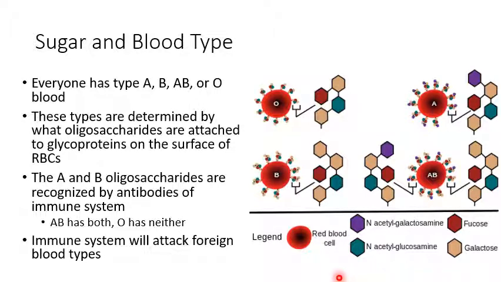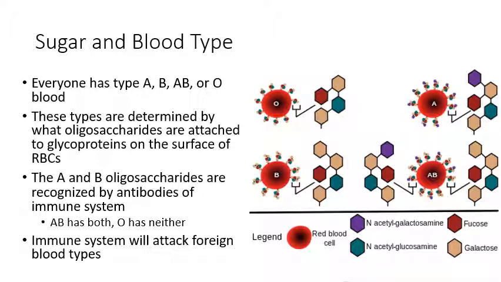Then, depending on what genetics you have, you may or may not have specific enzymes that are able to modify this oligosaccharide and add something extra to it. You might add a galactose sugar to it right here, which would give you the B oligosaccharide, or you might have enzymes that add an NAG sugar to it, which would give you the A oligosaccharide, or you might have both enzymes, and then you're going to end up with AB blood. So you'll have some of the A oligosaccharides and some of the B oligosaccharides. Or you might not have either enzyme, and then you just stay with the type O blood.